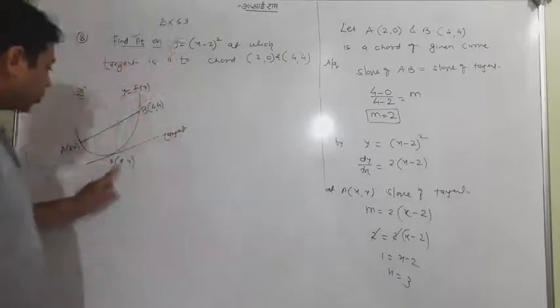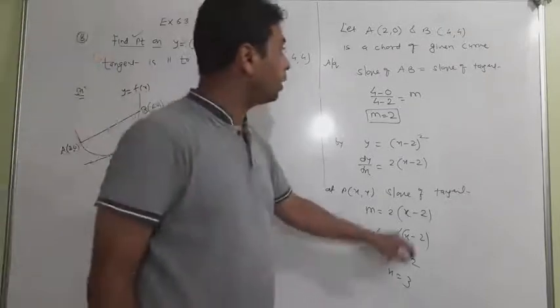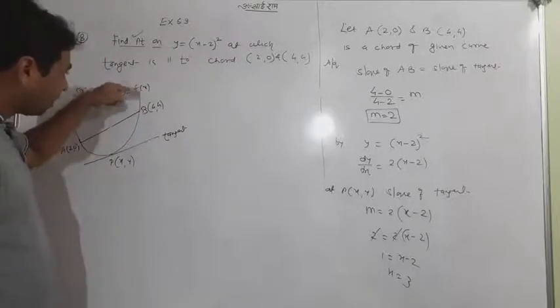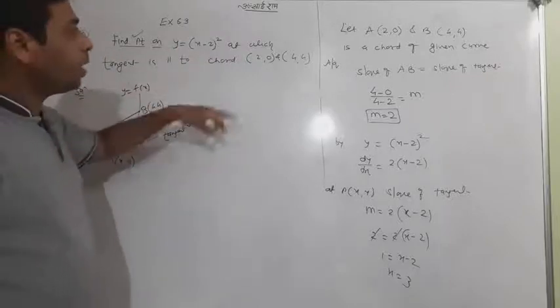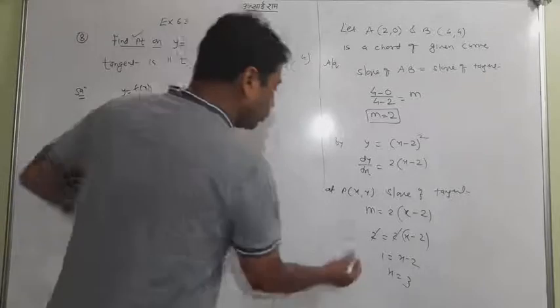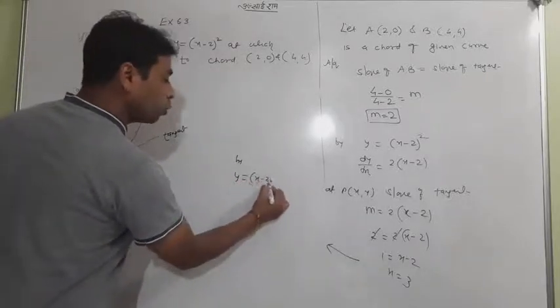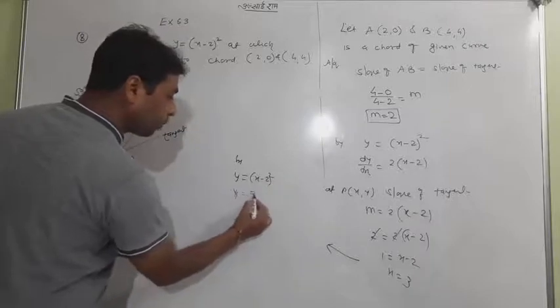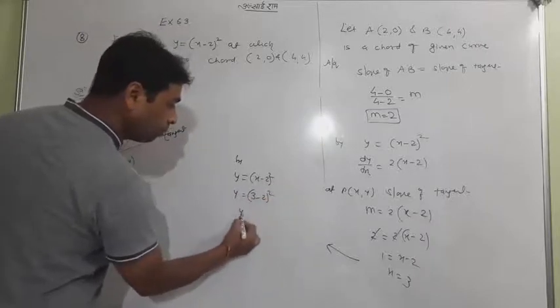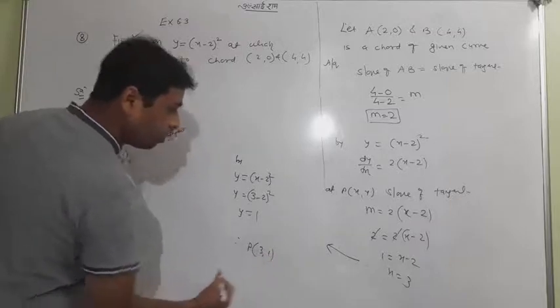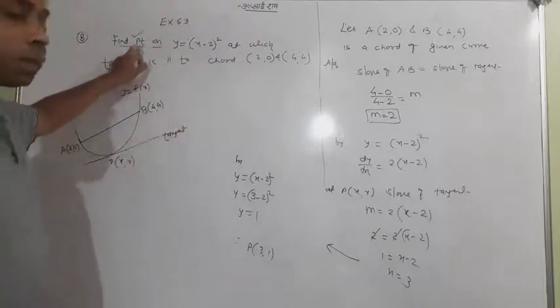So if you have got x equal to 3, put x equal to 3 in the curve, because point P is actually on the curve, no? So definitely it will satisfy the given equation. So by the equation y equal to (x minus 2) square, put x equal to 3. y is 1, meaning the point of contact is (3, 1). This is the point we got, which was asked.